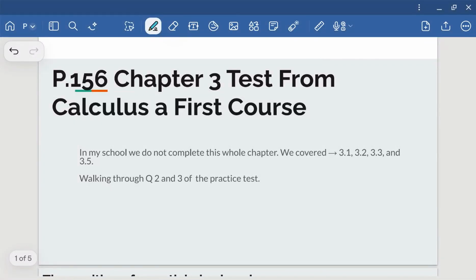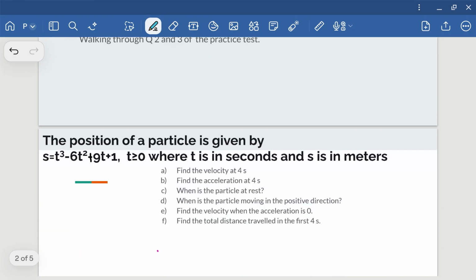Looking at doing the chapter test from the Calculus, a first course textbook. This is on page 156. I just had written out here that in our school we don't complete the whole chapter. We cover most of it, 3.1, 3.2, 3.3, and 3.5, but we don't do 3.4 or 3.6. So with this practice test, I'm focusing on the questions from what we have covered.